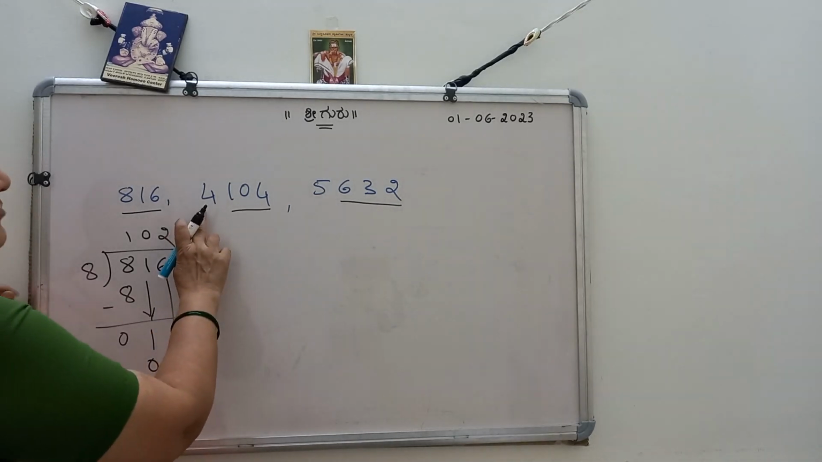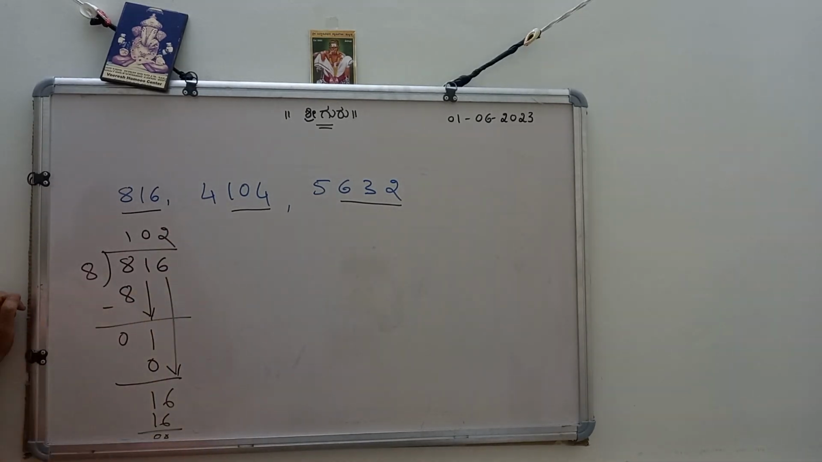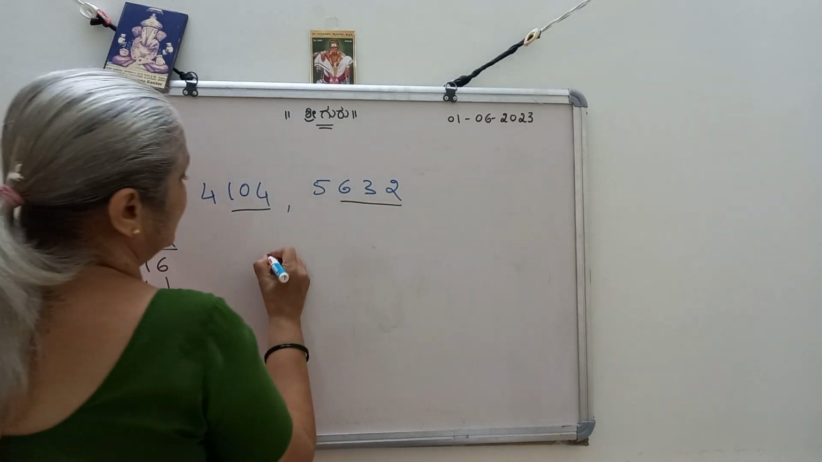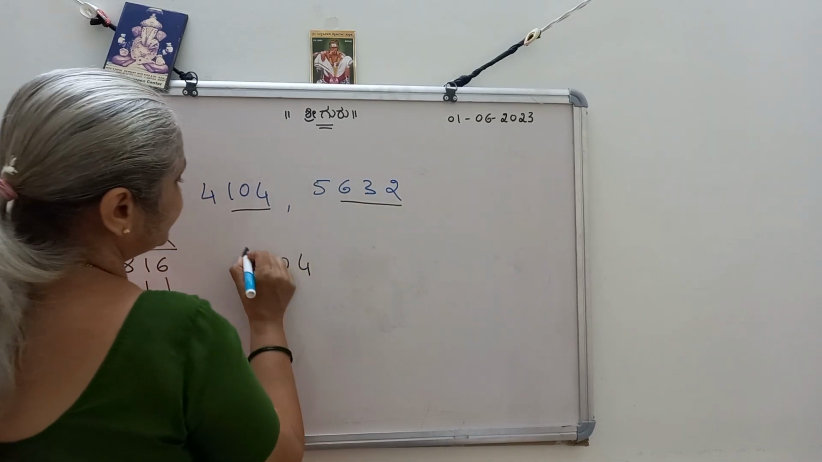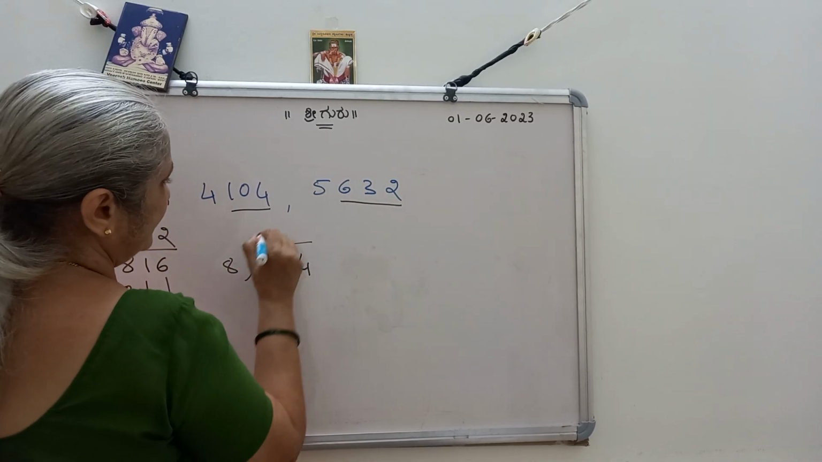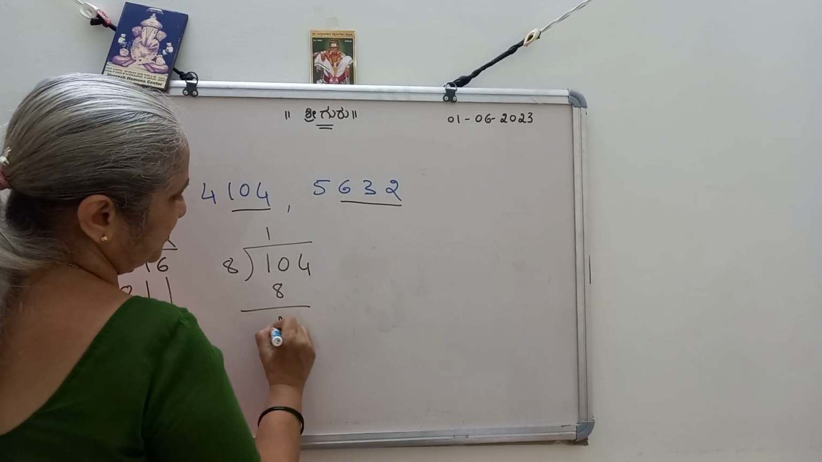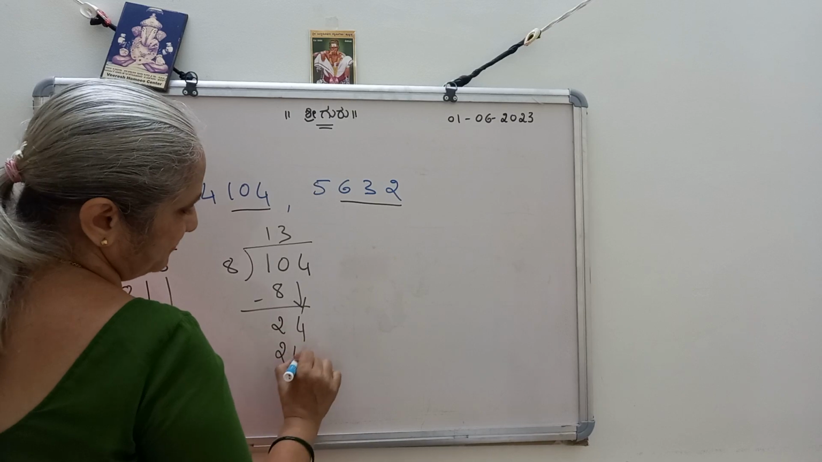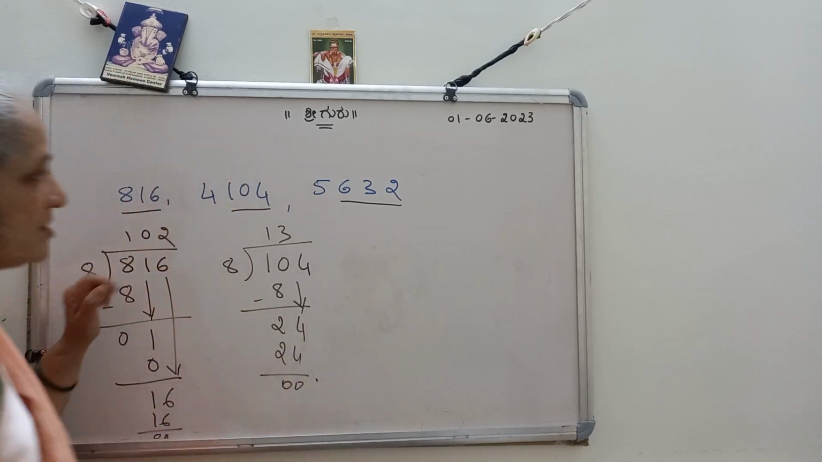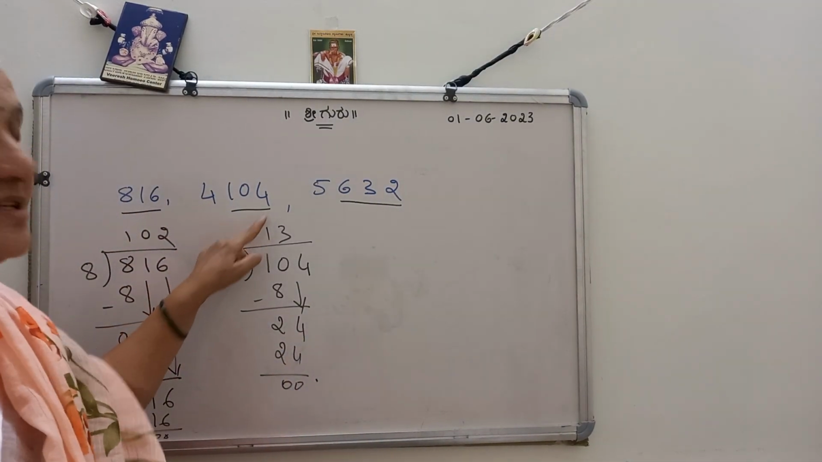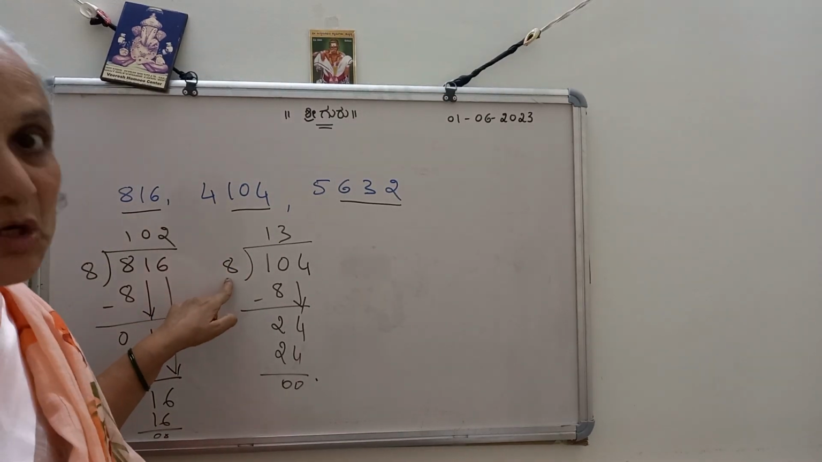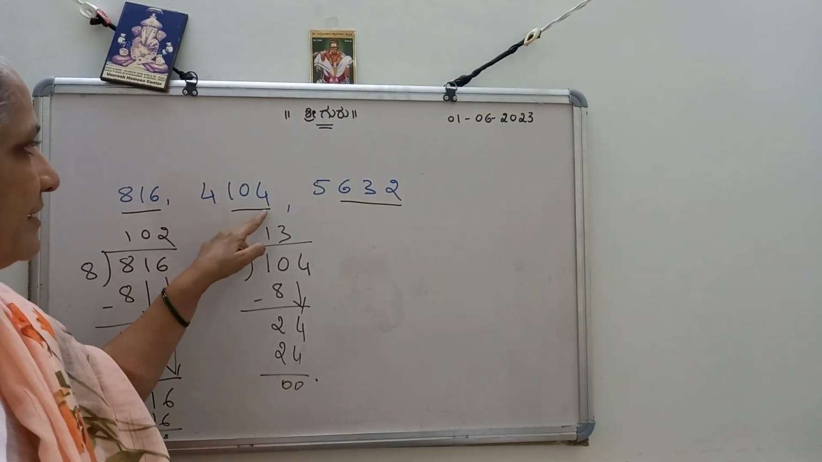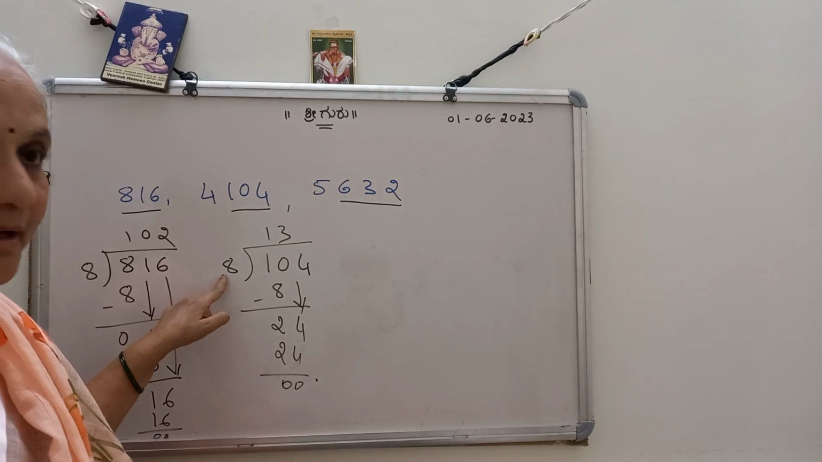And what about the number 4104? We have to check for 104. 104, if you divide by 8, 8 ones are 8, you get 2 on subtraction, bring down 4, 8 threes are 24. Because 104 is divisible by 8, we conclude that 4104 is divisible by 8.